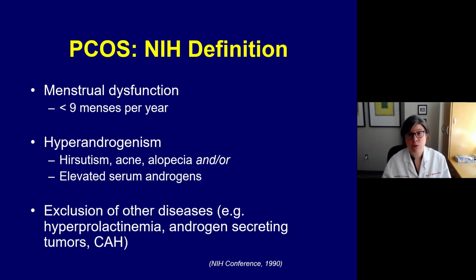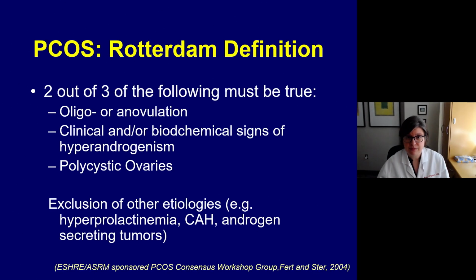But what I want to focus on is what we use currently as our definition for PCOS. This is the Rotterdam definition, and we say that you have to have two out of the three of the following. One is irregular menses. Two is either clinical or biochemical signs of hyperandrogenism. That means either clinically you have alopecia in a male pattern, you have acne or increased terminal hair growth, or you have an elevated testosterone. And three is the polycystic ovary. So all you need is two out of these three.